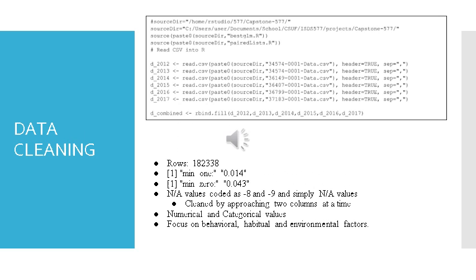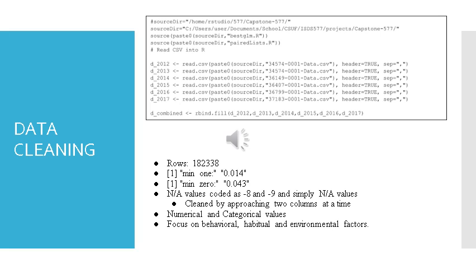The code we used for combining the datasets is shown above. After combining the datasets, we were left with 182,338 rows and 619 columns. The individual datasets had approximately 30,000 records and more than 550 variables.